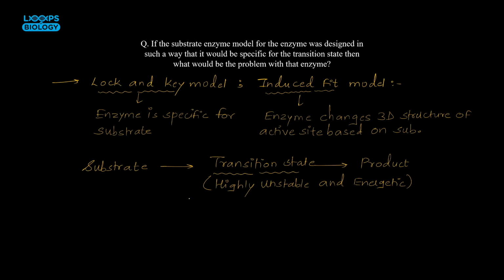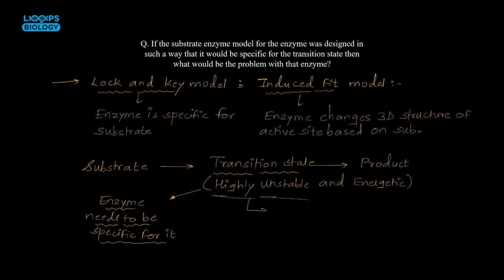If I'm talking about transition state, the enzyme needs to be specific for it. So there will be again a lock and key model problem. Alright, so there should be a specific enzyme to be formed based on the transition state of that particular substrate. However, the transition state is highly unstable.